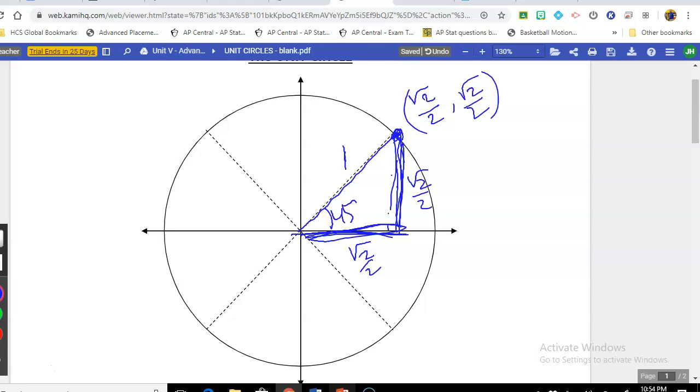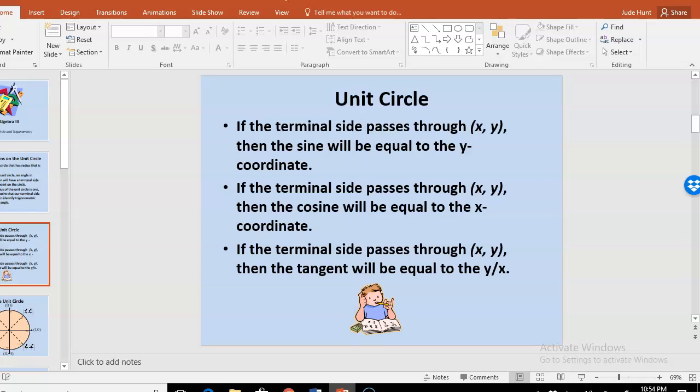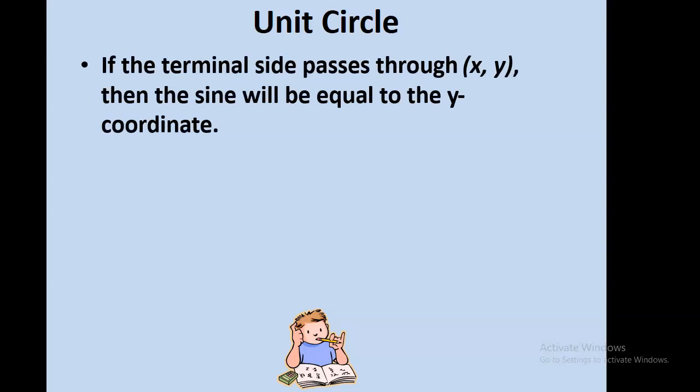Well, if we look at the sine and cosine values of this 45-degree angle here, you have the opposite over the hypotenuse, and you have the adjacent over the hypotenuse. They're both going to be square root of 2 over 2. Now, what this is saying, and we'll come back here to this slide, is that the y-coordinate of that point that we're passing through on the unit circle is going to tell us the sine value of our angle.